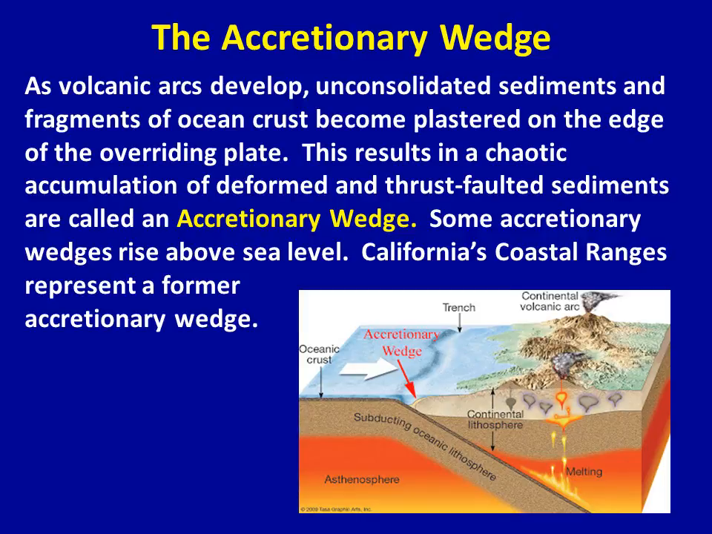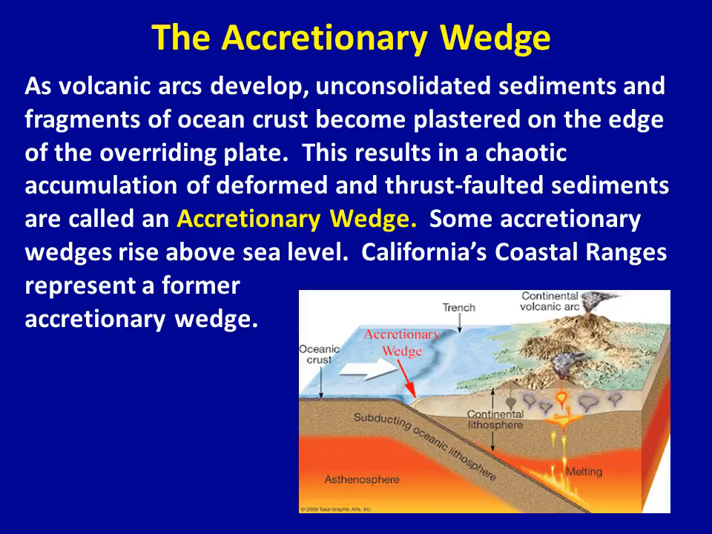Now, along with this type of activity, we have something called the accretionary wedge. As a volcanic arc develops, unconsolidated sediments and fragments of the ocean crust that are being subducted, parts of that become plastered on the edge of the overriding continental plate. In other words, they're left behind and they don't get subducted. This results in a chaotic accumulation of deformed and thrust faulted sediments that are called the accretionary wedge.